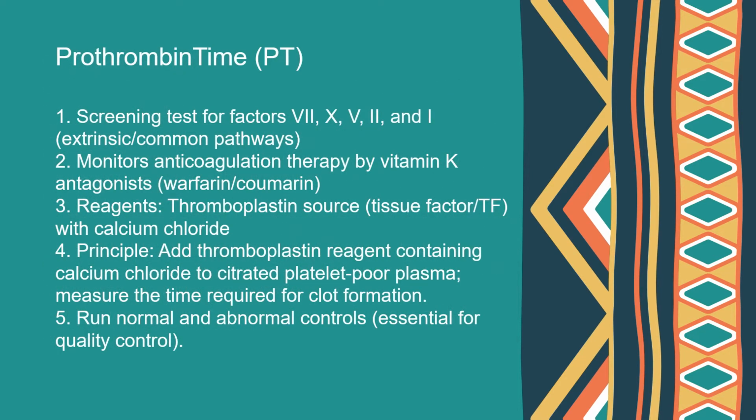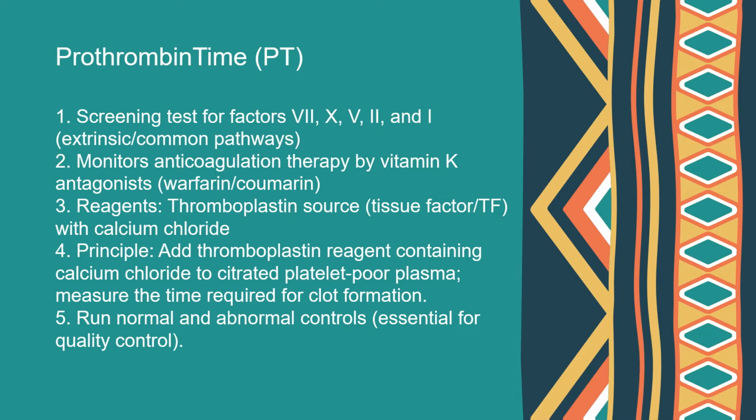The next test is prothrombin time, or PT. This is used to screen for the function of factors 7, 10, 5, 2, and 1. So this is for the extrinsic and the common pathways. It is also used for the therapy with vitamin K antagonists like warfarin or coumarin.